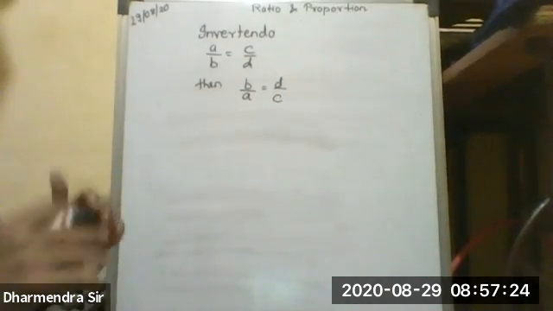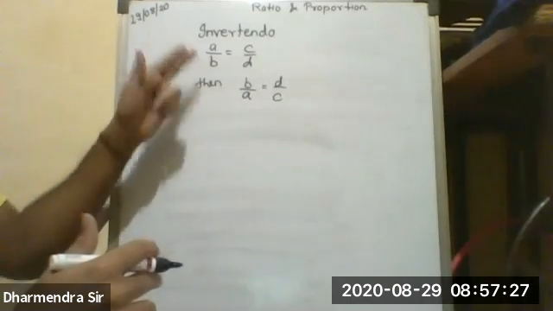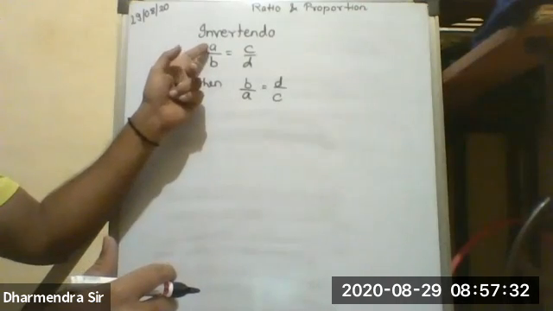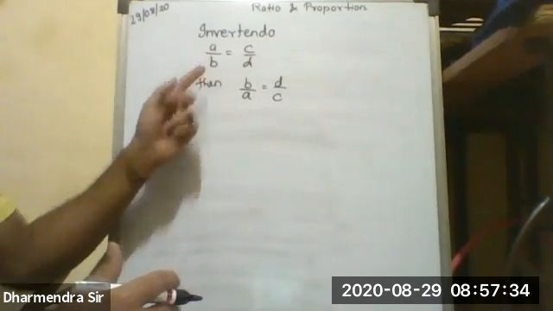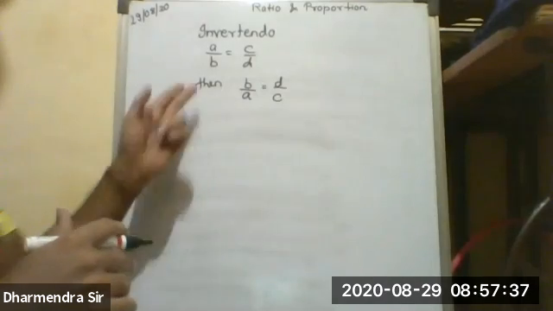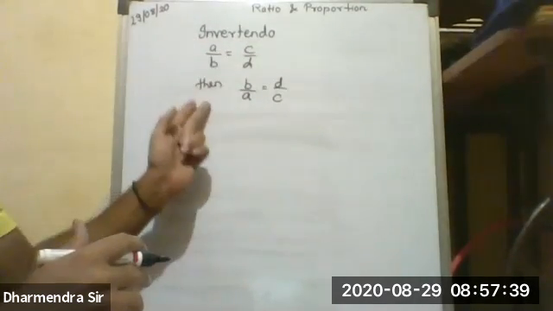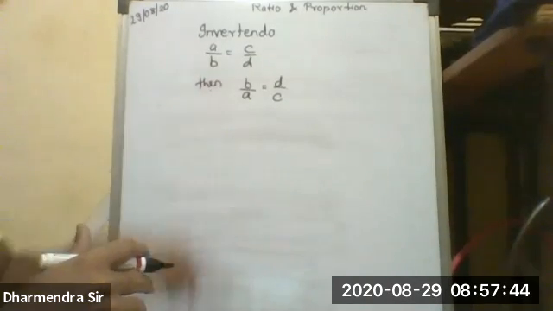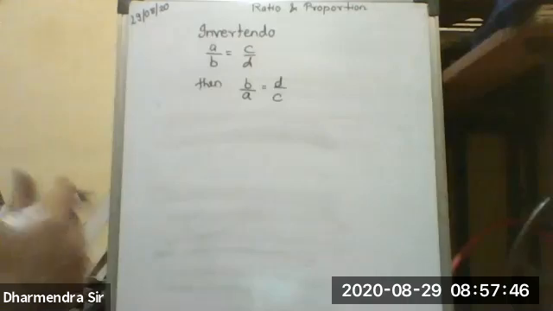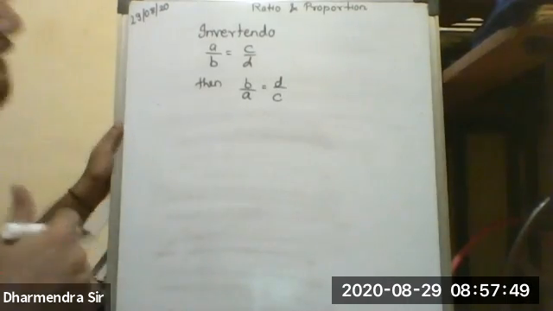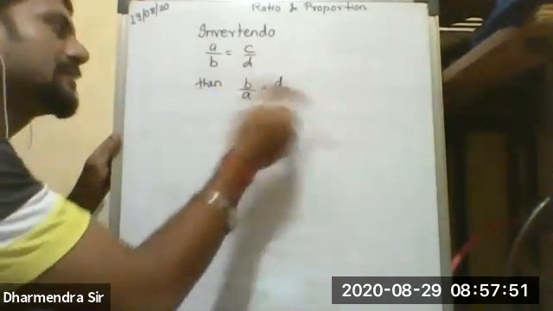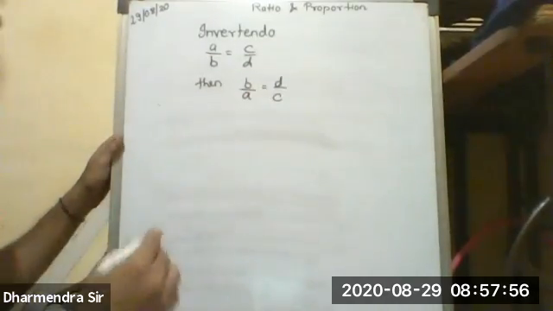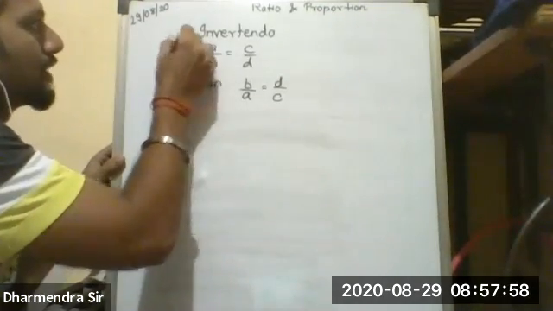It goes reverse. Whatever is present in the numerator will go to the denominator. As you can see, a was present in the numerator and b in the denominator. So after applying invertendo, b went in the numerator and a came in the denominator. Similarly, it takes effect on both sides, left hand side as well as right hand side.